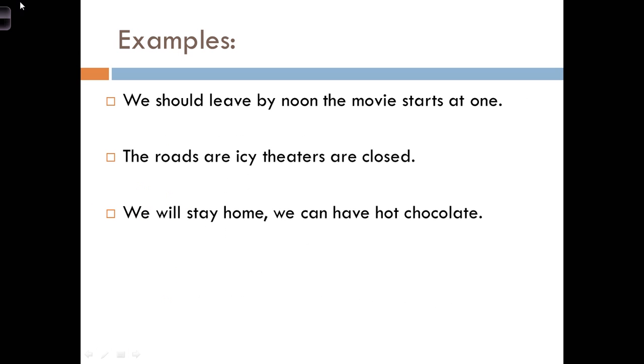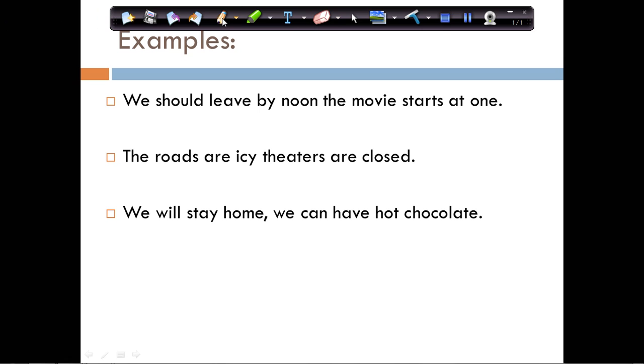So here we'll look at a few more examples. We should leave by noon. The movie starts at 1. So our first step is that we're going to try to find any prepositional phrases. So here we have one. By noon is a prepositional phrase, and we also have at 1, another prepositional phrase.